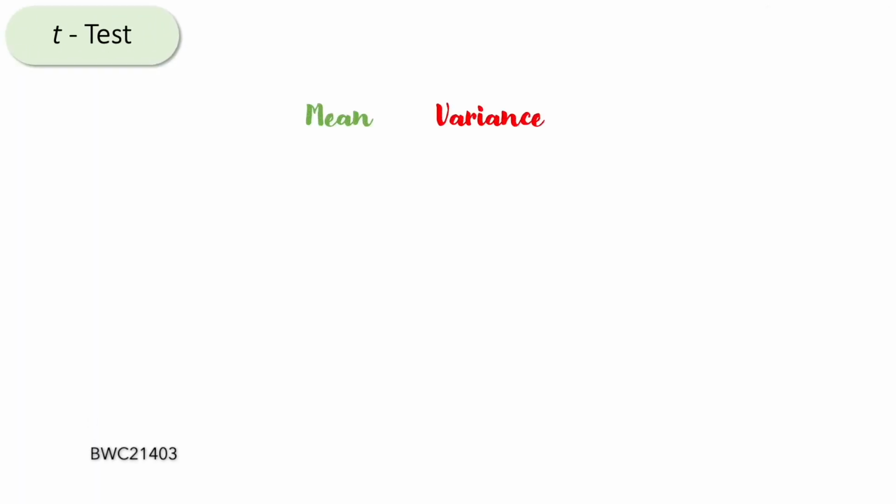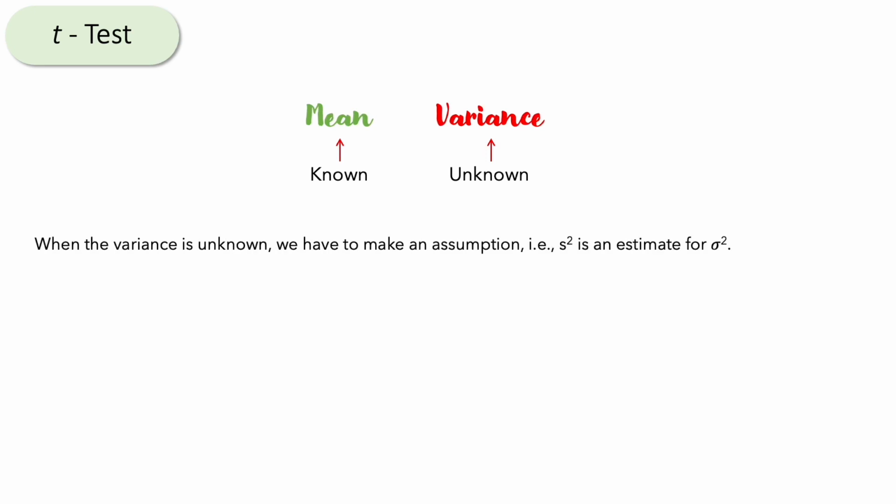Now next is the t-test. The t-test is used under the circumstances when the value of the mean is known and the value of variance in the normal distribution is unknown. Okay, so in the previous case our mean was unknown but variance was known, but in this case mean is known and variance is unknown. So in such a case where variance is unknown, we can assume that the variance of the sample is a very good estimate for the variance of the population.